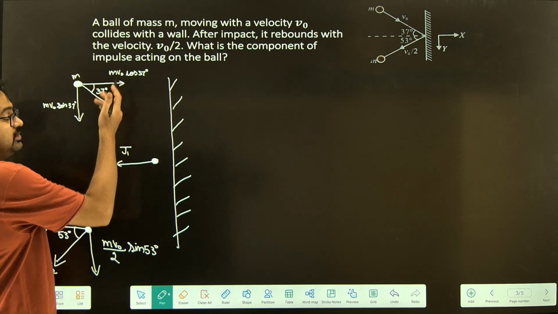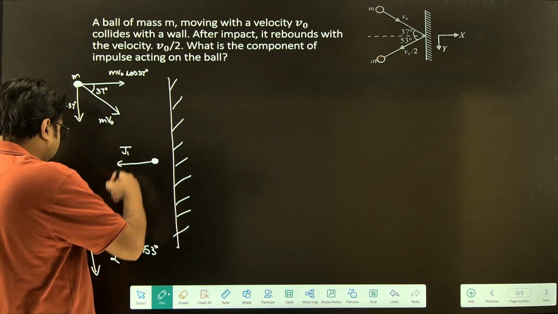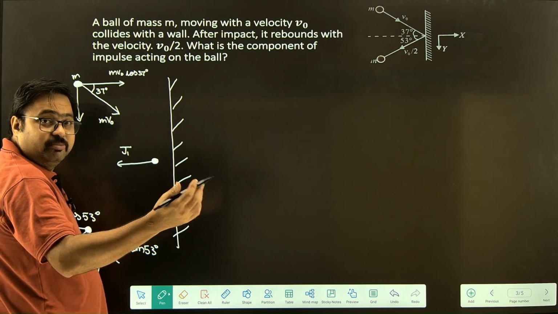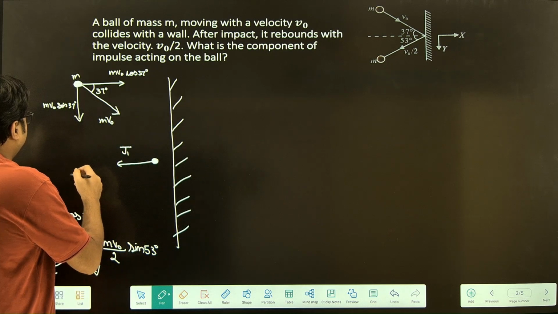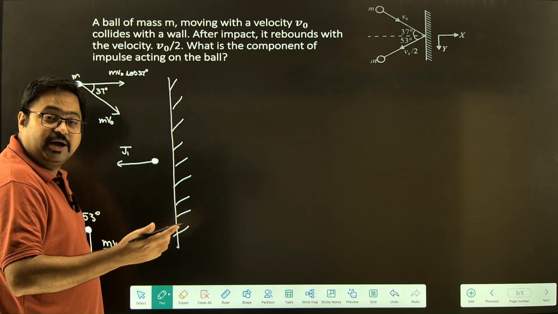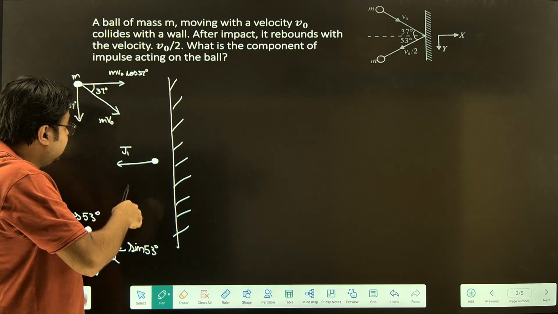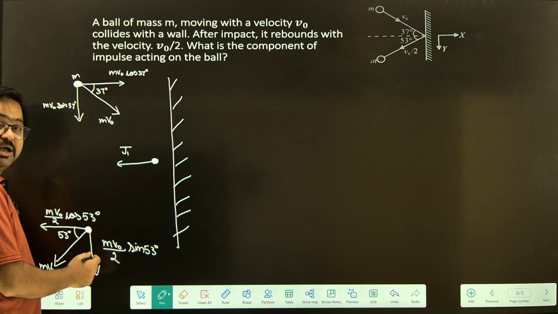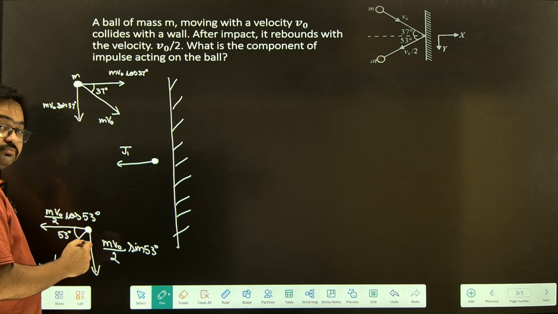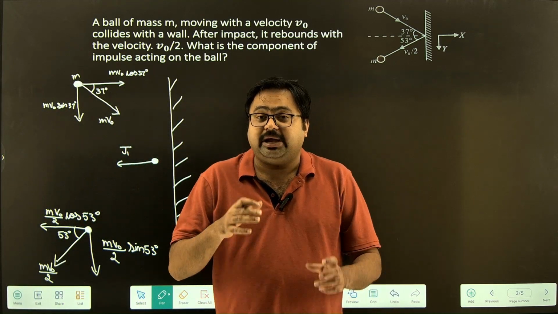And here cos 37 is going to be 4 by 5 again. And here sine 37 is 3 by 5. 3 by 5 is 0.6. 0.6 mv naught was in the downward direction. After being hit by the wall, the momentum becomes 0.4. That means the momentum has decreased.